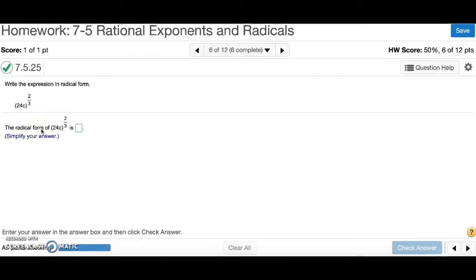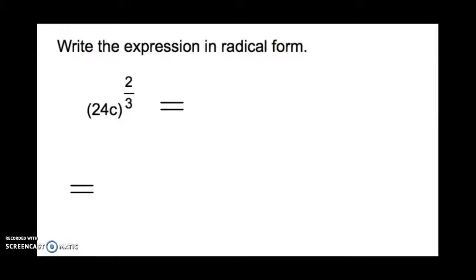Number 6 is asking you to write this expression in radical form. Now this one is going to get a little tricky. Just follow closely with it, and I'm going to go step by step on how to do it. Normally what we would do is simply raise each of these to the exponent, which in this case is 2/3, and call it a day.